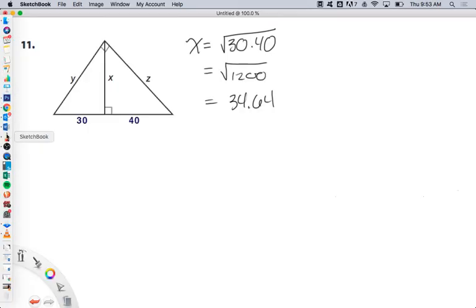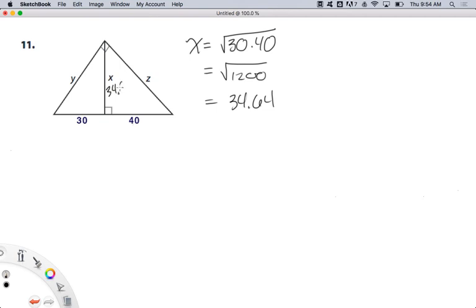All right. So x is equal to 34.64. You guys got that? All right. So this is 34.64. The question is, how do I find y and z? How do I find y and z?